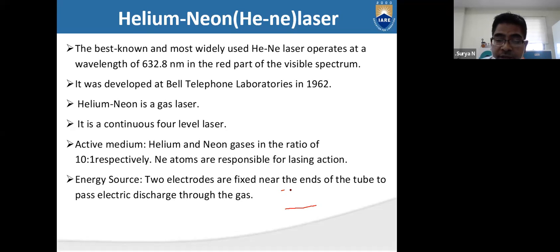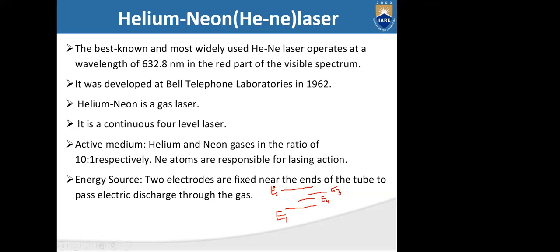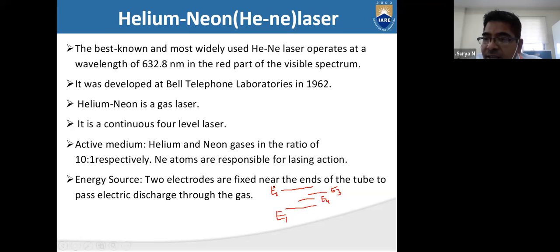So E2 is the higher energy state, and between E1 and E2 we have 2 more levels. Let us take these as E3 and E4. So what is E2 here? What energy level is it? E2 is the excited state, and E1 is the lower energy state. And E3, E4 are considered to be the metastable states, right?